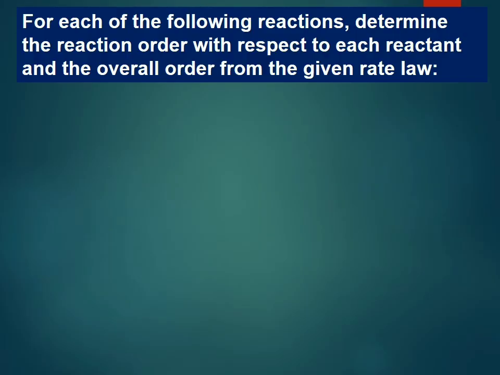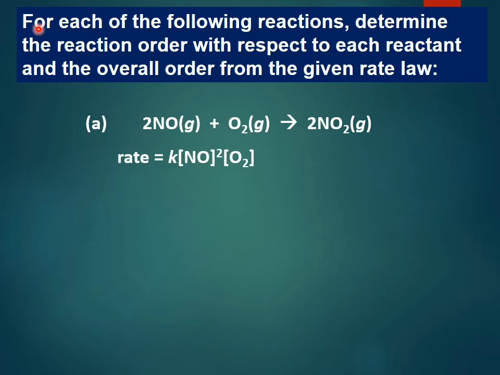So let's try an example question. Based on the following reactions, determine the reaction order with respect to each reactant and the overall order for the reactions. I have a balanced chemical equation and a rate law given. Based on the rate law, the order for nitrogen oxide is second order, and the order for oxygen gas is first order, and the overall order of reaction is third order.